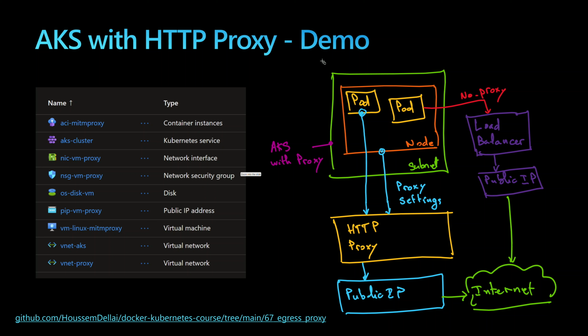We would have an AKS cluster that contains pods and nodes, and then we'll go to configure the proxy settings so that it will route the egress traffic to the HTTP proxy server. And after that, we can see how we can create an exception for a pod that will not go through the proxy, but it will go through the load balancer public IP address to connect to the internet.